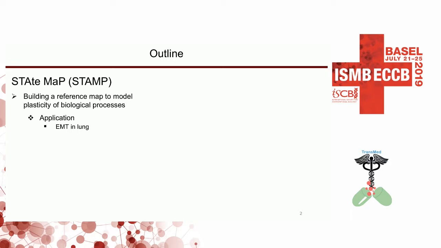The first study is going to be about a computational framework called StateMap, abbreviated here as STAMP, which can be used to build a reference map to model plasticity of biological processes. I'm going to focus on a biological process called EMT, a well-studied process that tumor cells exploit for invasion and metastasis. I'm going to demonstrate how we can build a map using time-course single-cell analysis, and then project clinical samples on the map for clinical use.